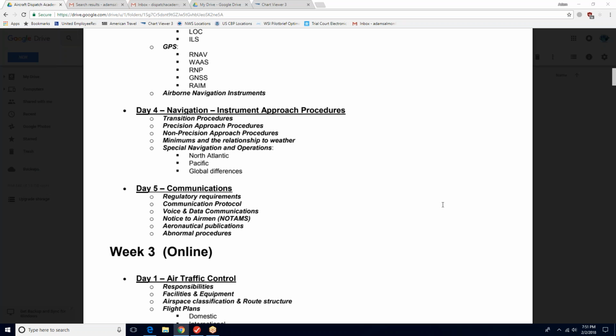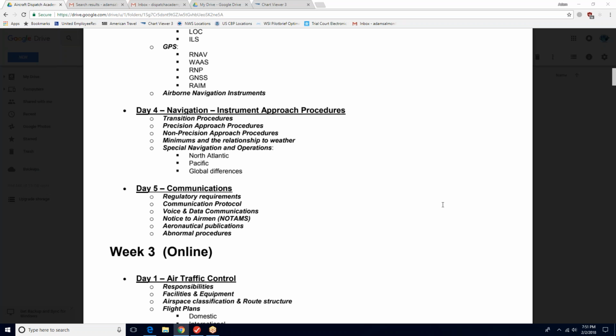For precision approaches, you can have ILS is the main one. That's going to be the one you'll get the most experience with, ILS, which stands for Instrument Landing System.